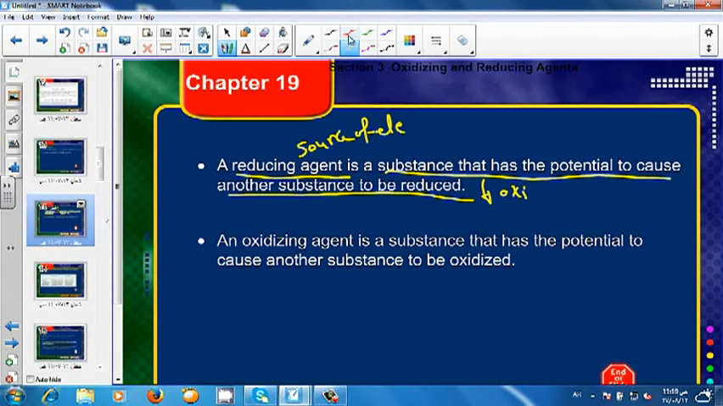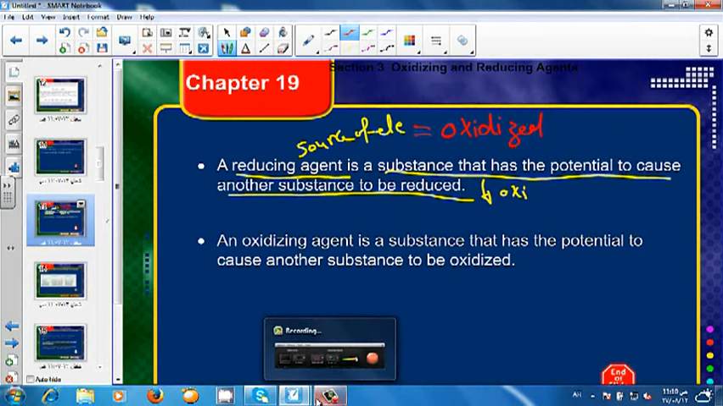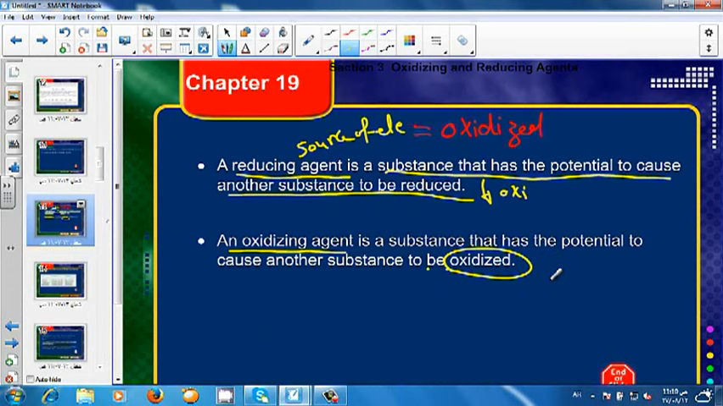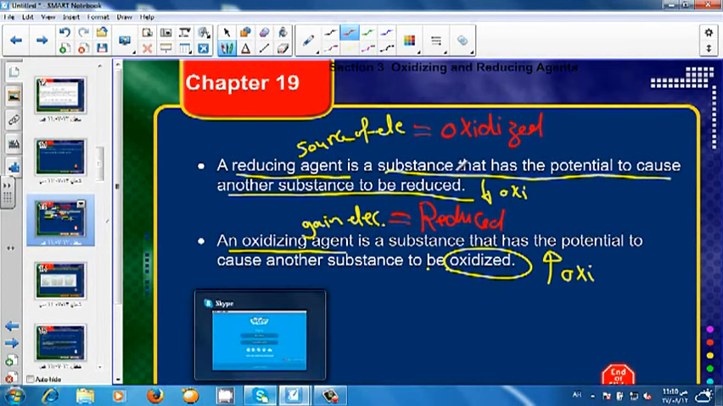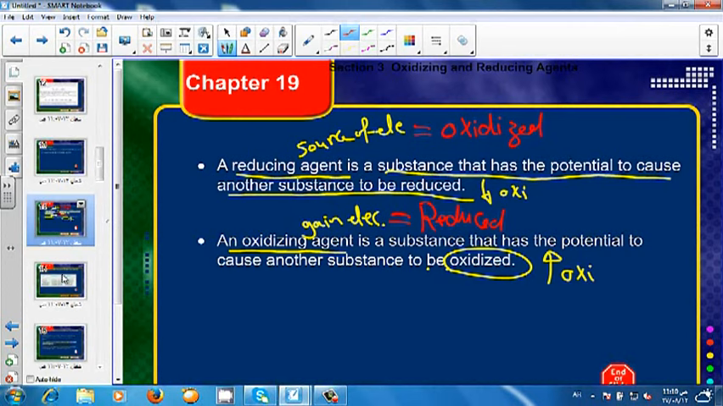So the source of electrons, of course, is the element that is oxidized, losing electrons. So the oxidized element is the reducing agent. Apply the opposite for the oxidizing agent. The oxidizing agent is the substance that has the potential to cause another substance to be oxidized. Oxidized means it suffers an increase in the oxidation state or the oxidation number. It means it lost electrons. So the oxidizing agent helps in gaining these electrons. So it is the one that gains electrons, and of course it is the one that is reduced. So the reduced substance is the oxidizing agent, and the oxidized substance is the reducing agent. So they oppose each other in action.